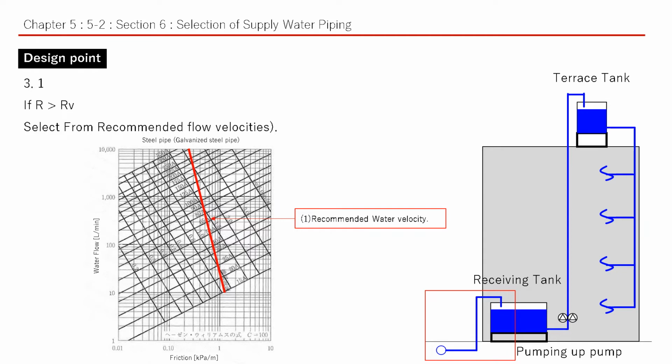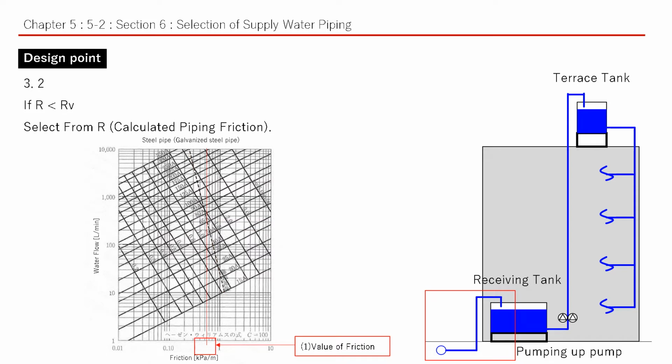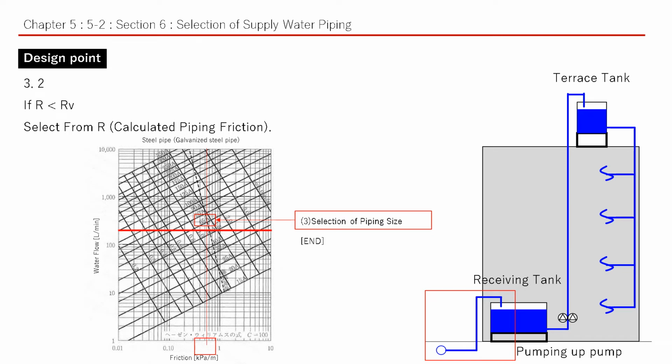We highlight this line. Second, put line about water flow. Third, check the size of pipe above the cross line. Then, we complete selection of piping size. We will explain another method. We use same piping friction resistance diagram. First, put value of friction. Second, put line about water flow. Third, check the size of pipe above the cross line. Then we complete selection of piping size.